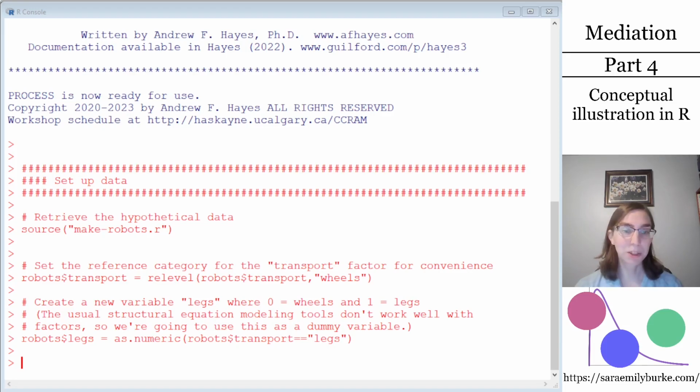The reason I'm not going to use the factor in every case is that the usual structural equation modeling tools don't work well with factors. So this dummy variable is going to take the place of the transport factor in some of the analysis. Several of the tools that I'm going to use for statistical mediation analysis today are built on structural equation modeling, but this class isn't going to cover structural equation modeling in any more detail than the examples from today. You can always take a separate class on that topic.